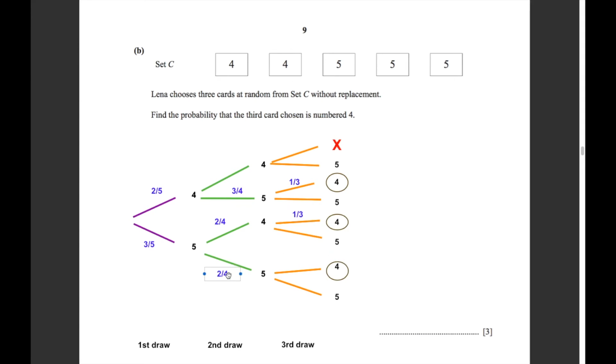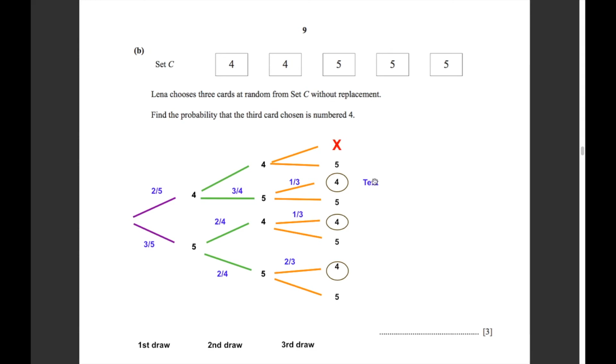Okay, so we need one more text box. Place it right here. So we got 2 5s. 2 5s are gone. We only have 3 cards left, and out of the 3 cards, 2 of them are 4. And that's it.